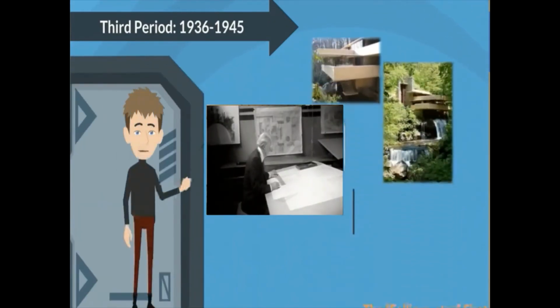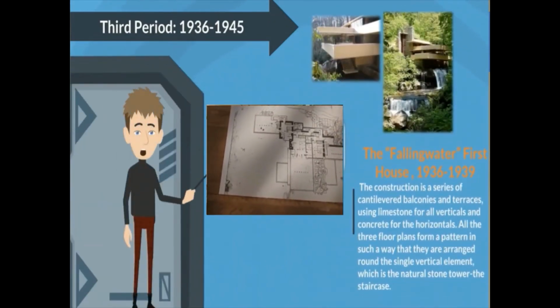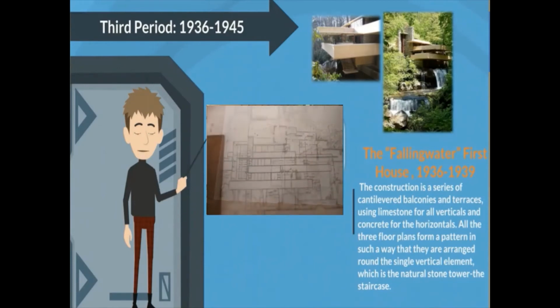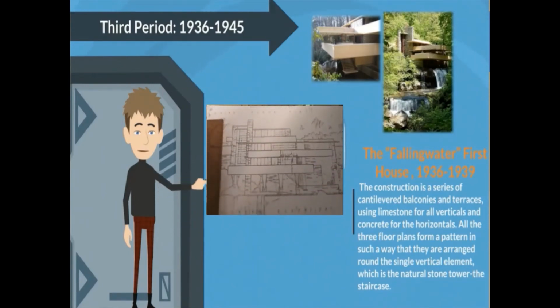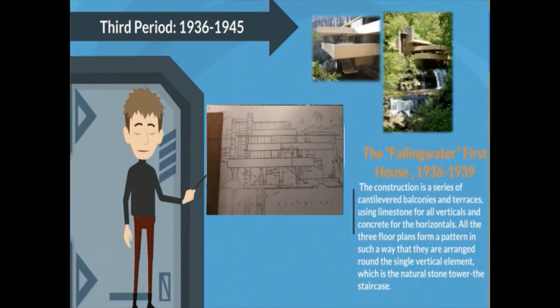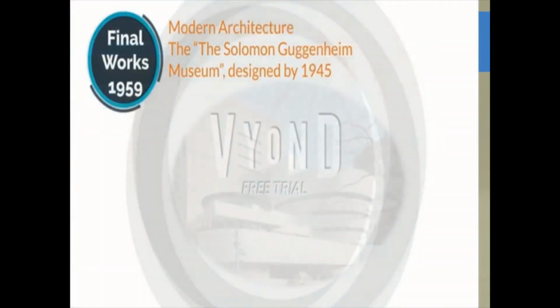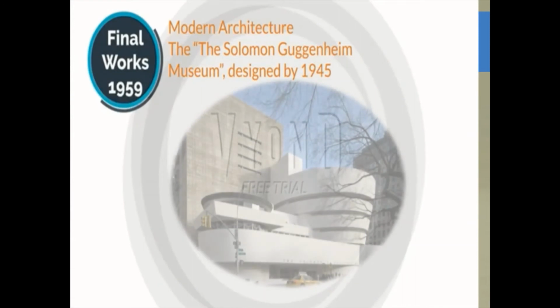The Fallingwater house, 1936 to 1939. The construction is a series of cantilevered balconies and terraces, using limestone for all vertical elements. And final works, 1959, modern architecture.